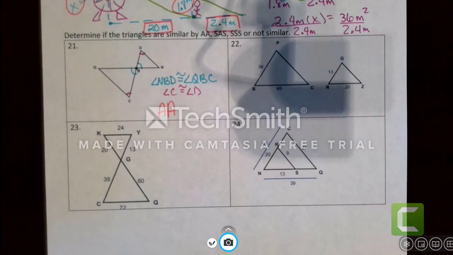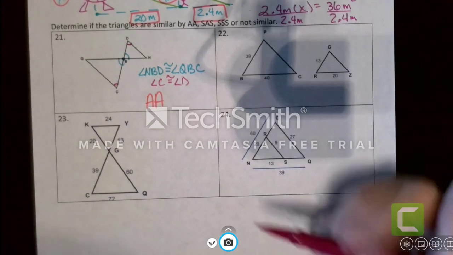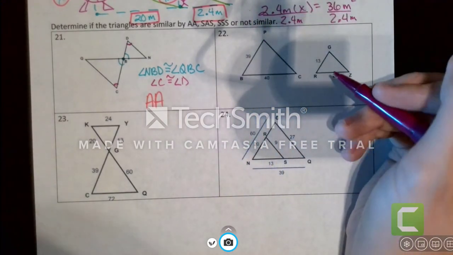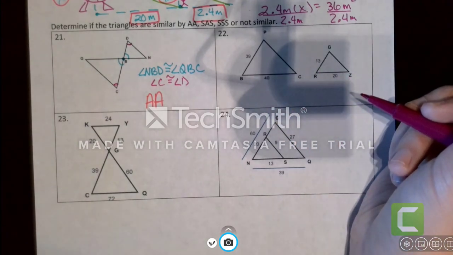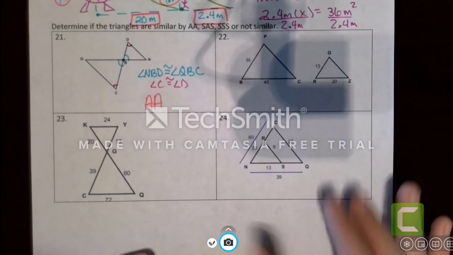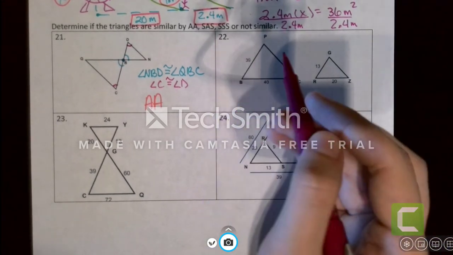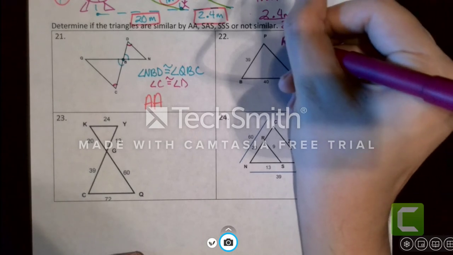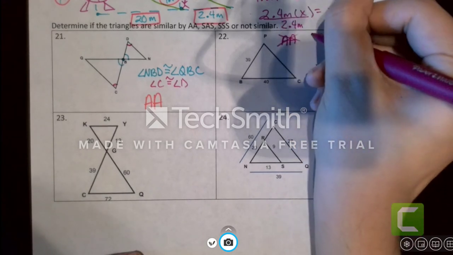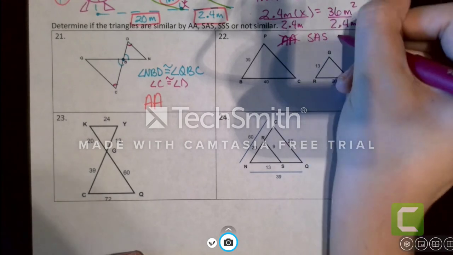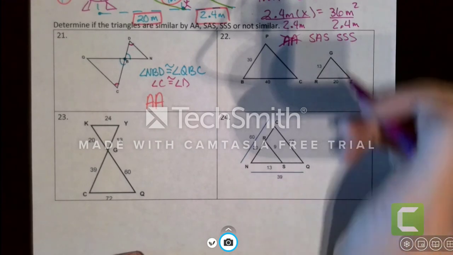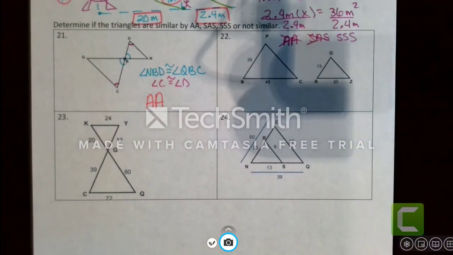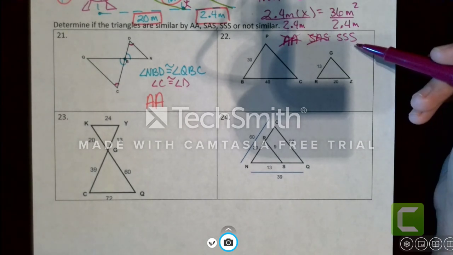Next, I'll go ahead and do number 22. I don't have any angular relationship here, but I can check for proportions by side angle side and side side side. So I can't do angle angle, but I can check for side angle side and side side side. Now since I still don't have any angle relationship here, that means it also eliminates side angle side, which leaves me with just the theorem of side side side to work with.